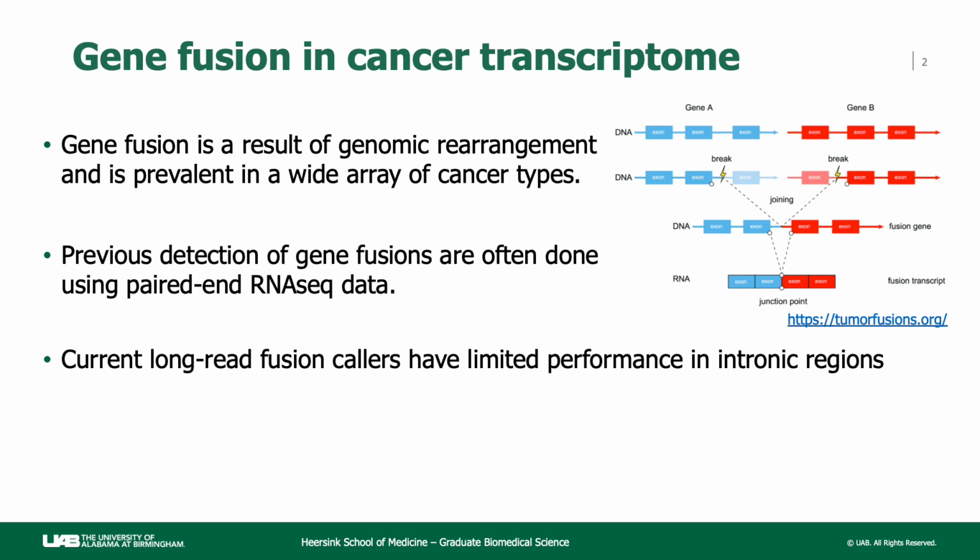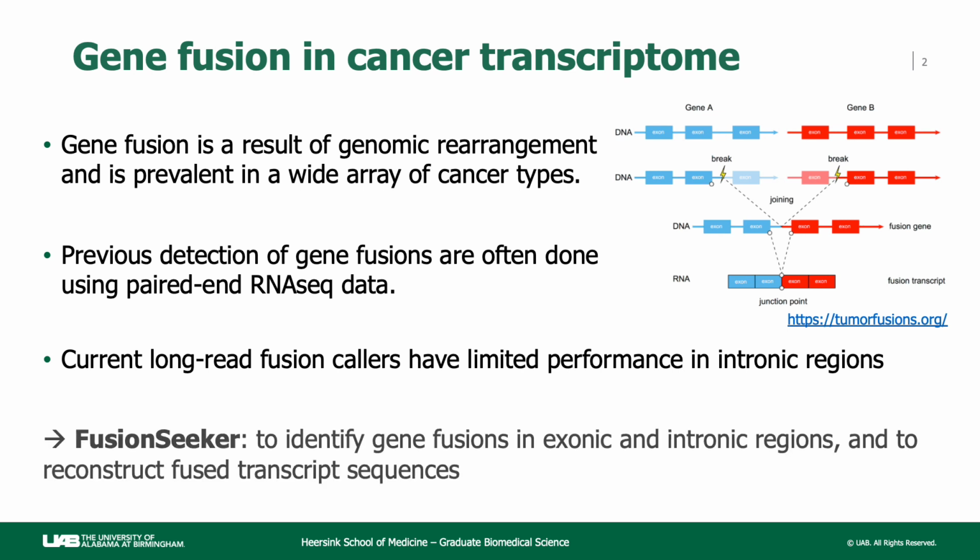Currently, we have two tools that are available for calling gene fusions using long-read data. Based on our benchmarks, they do have limited performance in terms of fusion detection, especially for those events located in the intronic regions. So here we propose FusionSeeker. It is designed to identify gene fusion events in both exonic and intronic regions, and also to reconstruct the fused transcript sequences.